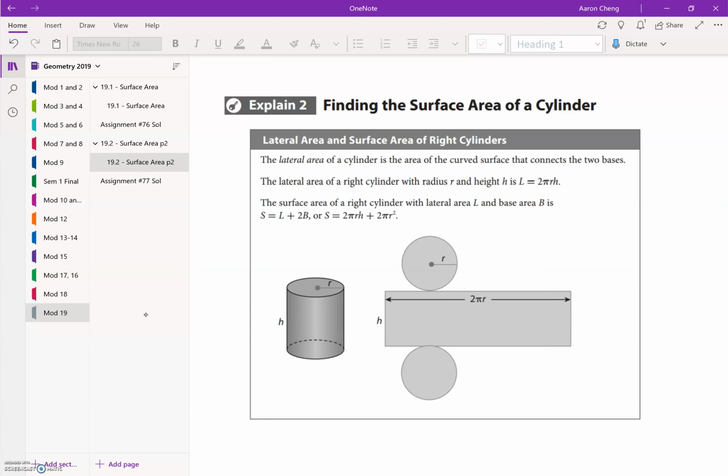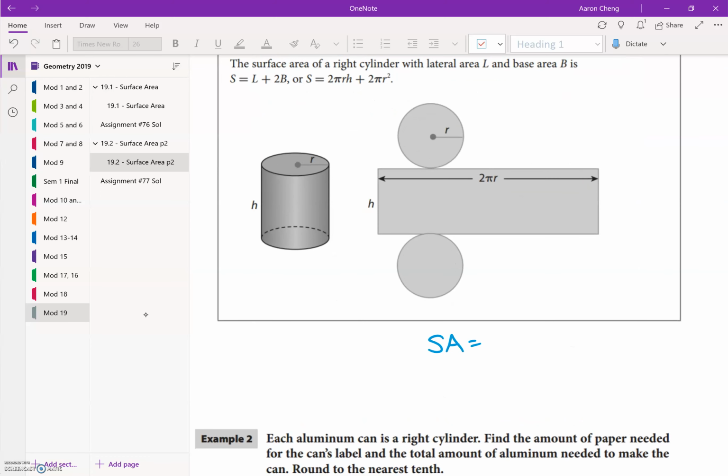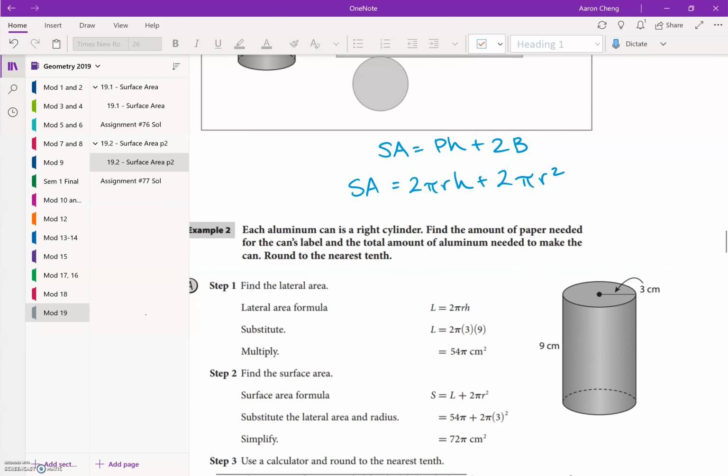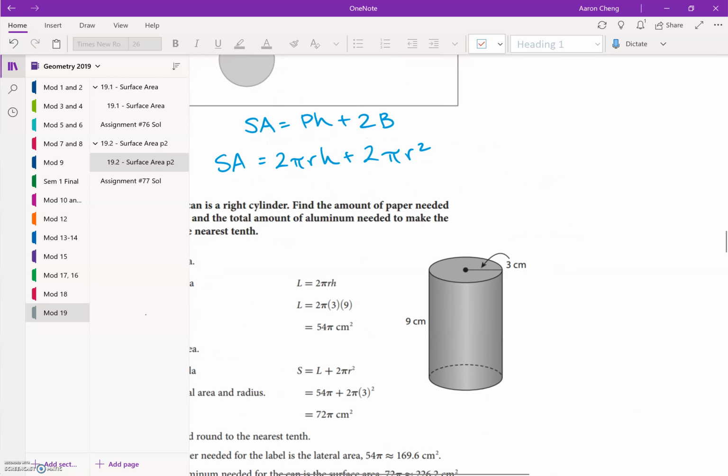So instead of surface area equals perimeter times height plus 2 of the bases, we could say the perimeter in this case is 2 pi r, because that's the circumference of a circle. So 2 pi r times height plus 2, and the area of a base of a circle is pi r squared. So let's go ahead and use that in our next problem. We'll use that surface area formula right there.